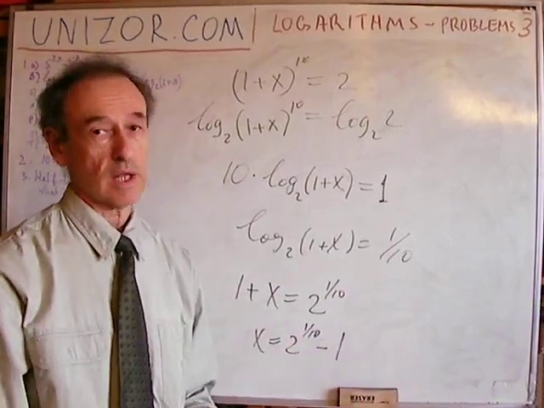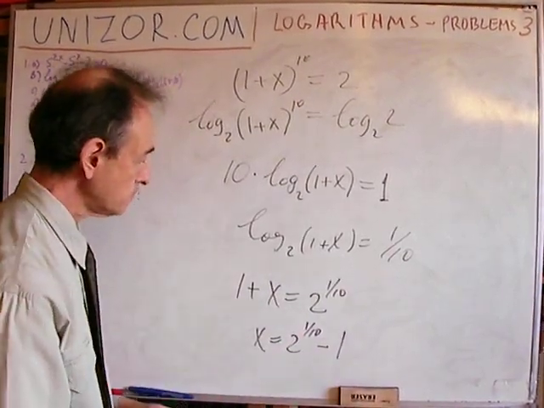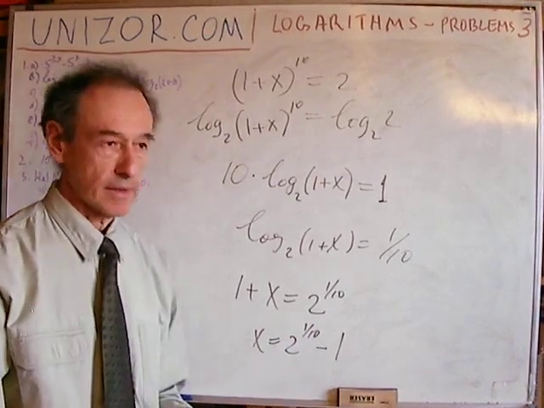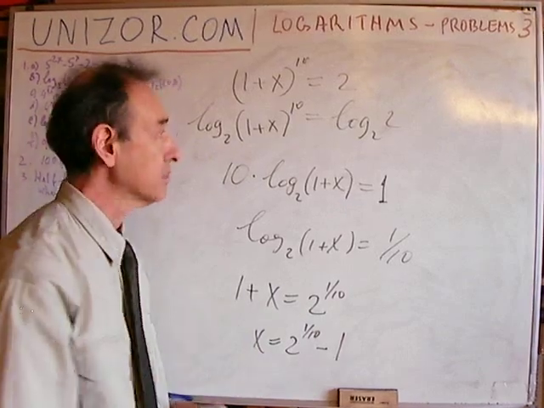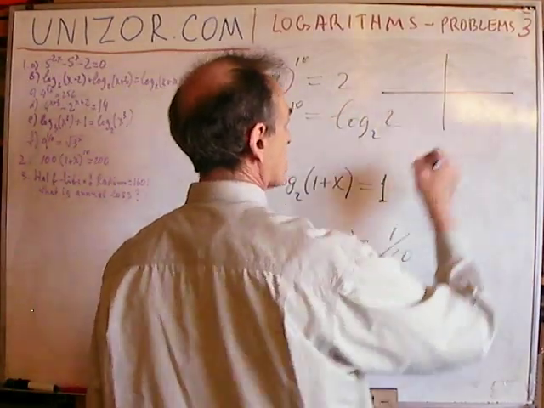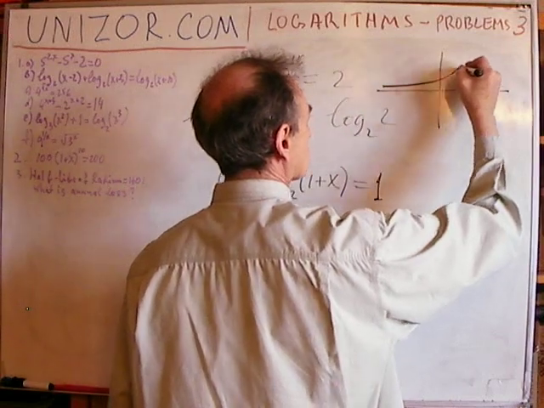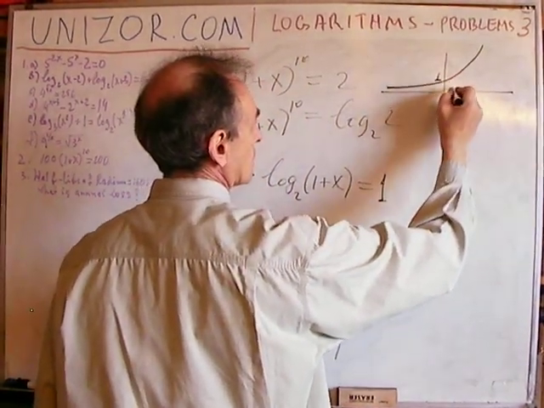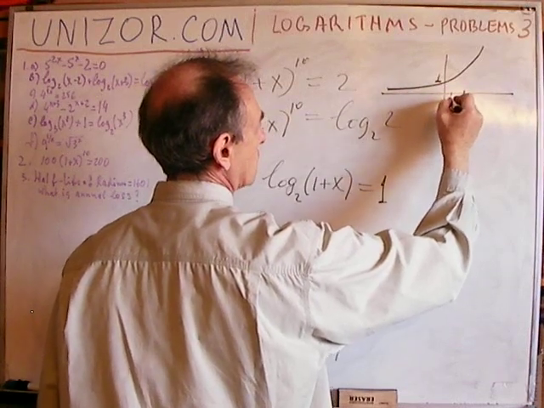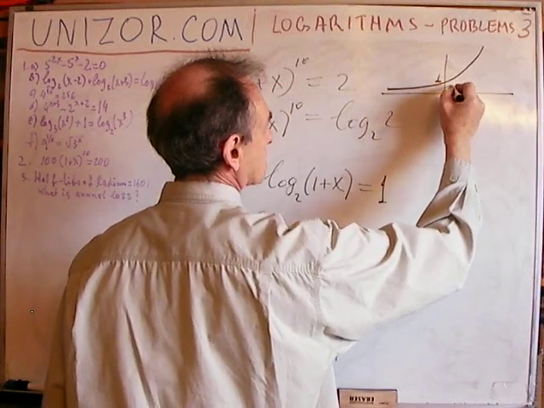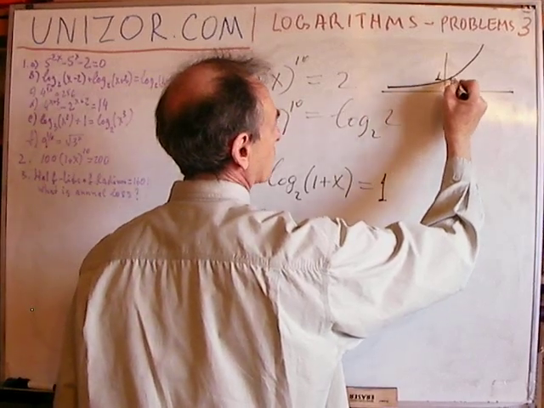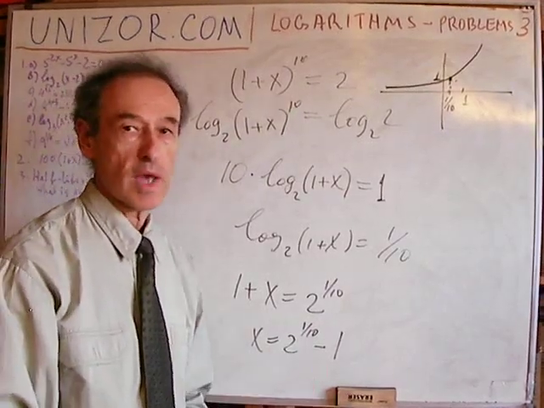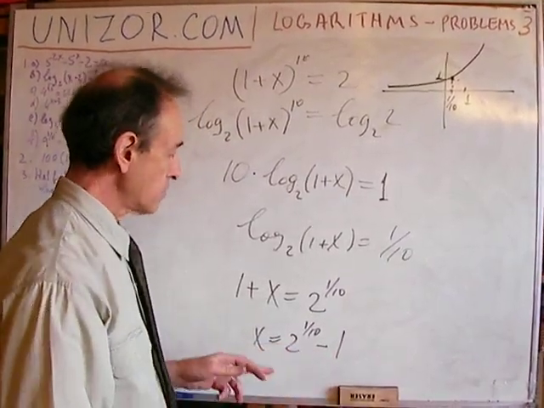Well, nowadays we have calculators, obviously. Now, 2 to the power of 1 tenth will obviously be greater than 1, because if you remember, the graph for base 2 would look like this. This is 1. This is 1. And here is 1 tenth. So it's somewhere here. And I have to subtract 1, so it would be this value. So I have to calculate this value using whatever ways and means I have. Minus 1, that would be x.